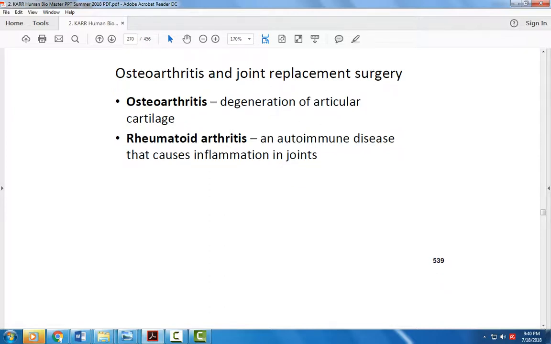bony joints. And rheumatoid arthritis is an autoimmune disease where suddenly the body attacks the joints and causes chronic inflammation, damage, and deformity over a lifetime. So it's a very serious condition when people have been diagnosed with rheumatoid arthritis, and it's important they take medications to control that attack on the joints. Osteoarthritis can happen with aging.